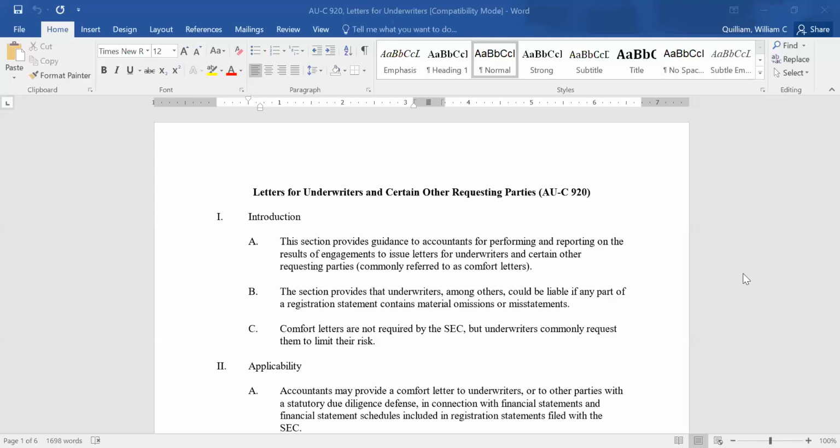These are never filed with the SEC. If that happened, that would certainly increase our liability. We don't want that.